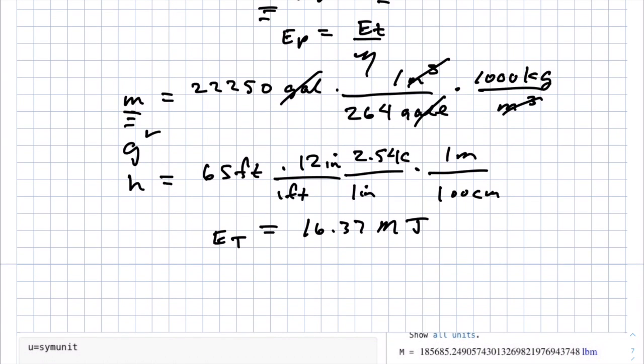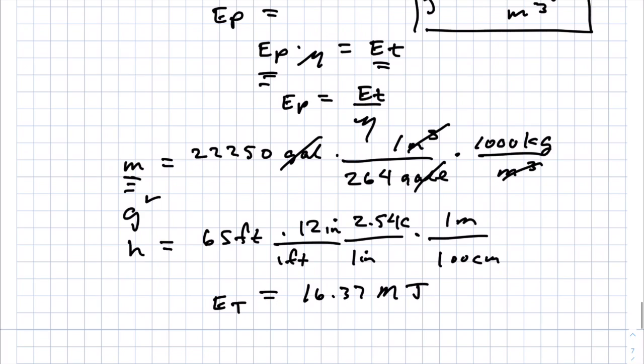All right. So from there, we can get the energy required of the pump. You do 16.37 and you divide by the efficiency. And from there, we convert to the power by taking the energy of the pump, the power of the pump, energy of the pump divided by the total time.